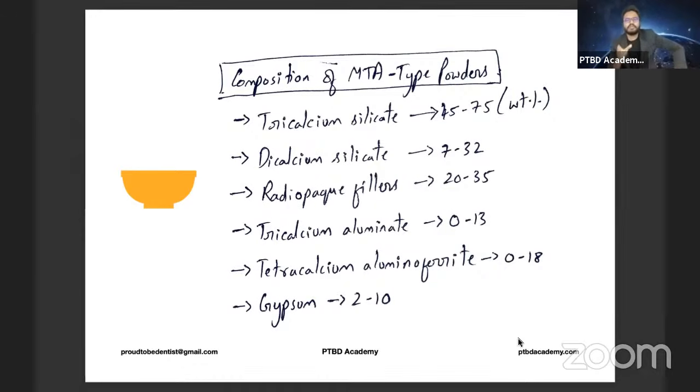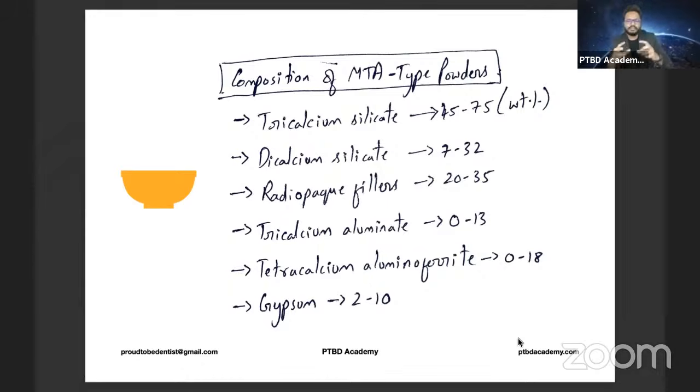So the composition of MTA-type powders, based on weight percentages, you have tricalcium silicate, dicalcium silicate, radiopaque fillers to impart radiopacity, barium, strontium, etc., tricalcium aluminate, tetracalcium aluminoferrite, gypsum. Among these, keep tetracalcium aluminoferrite in mind. I'll tell you the reason later, okay? So consider this very, very important.